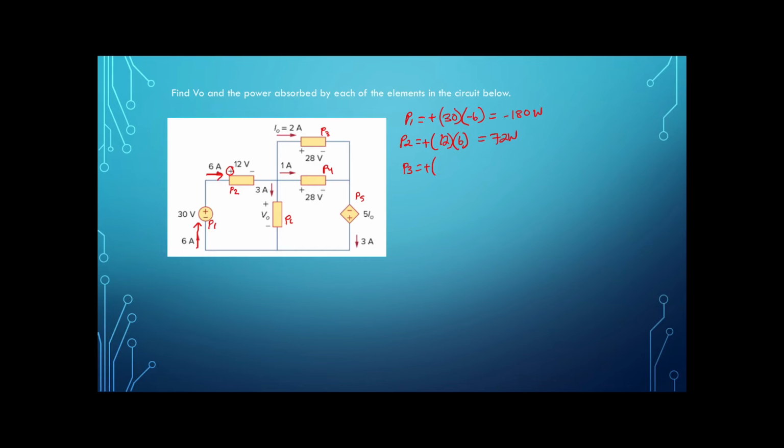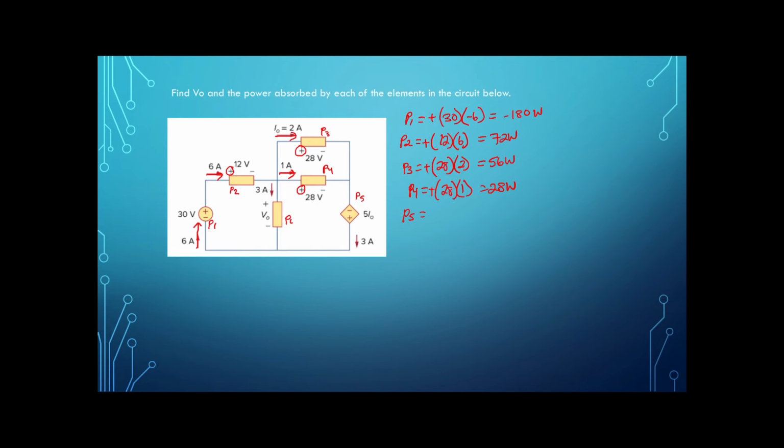So for P3, it's positive, the voltage, 28 volts, times the current entering the positive terminal. Here's the positive, and the current is 2 amps. So that gives us 56 watts. P4 is equal to positive, and then the voltage, which is 28 volts, times the current entering the positive terminal, which is 1 amp. So that gives us 28 watts.